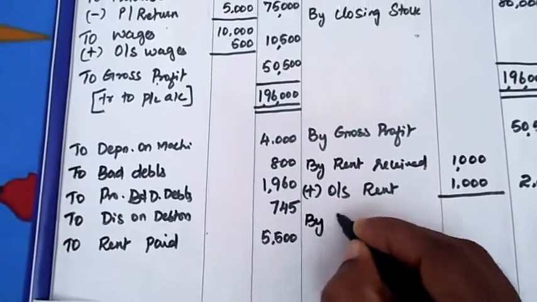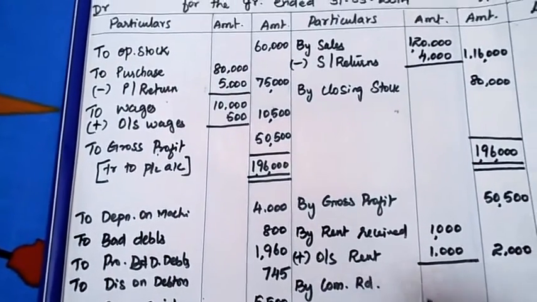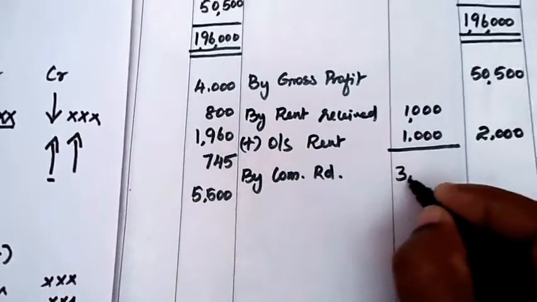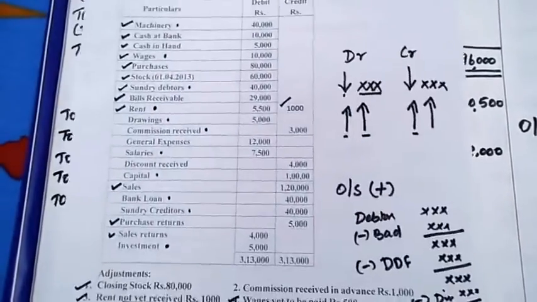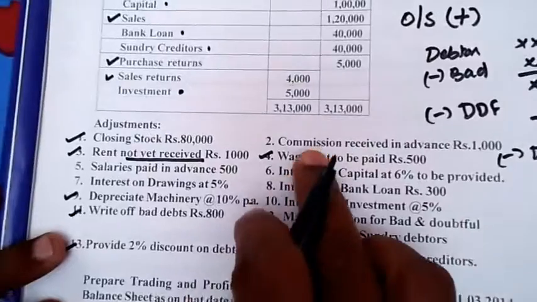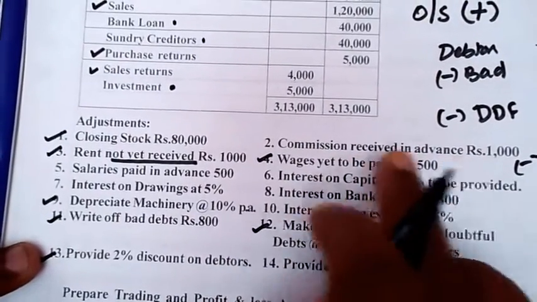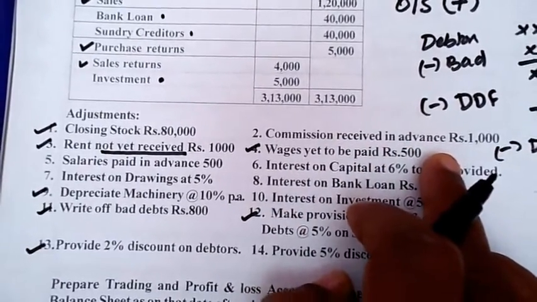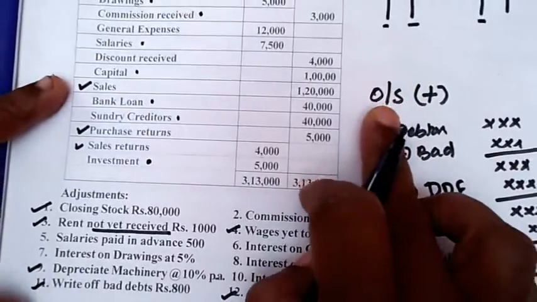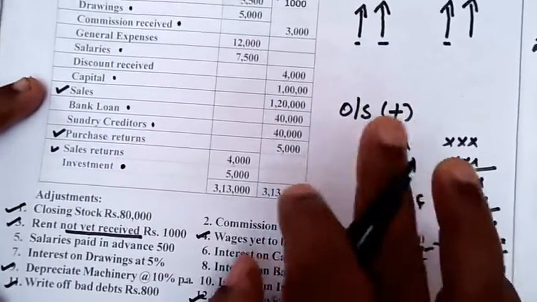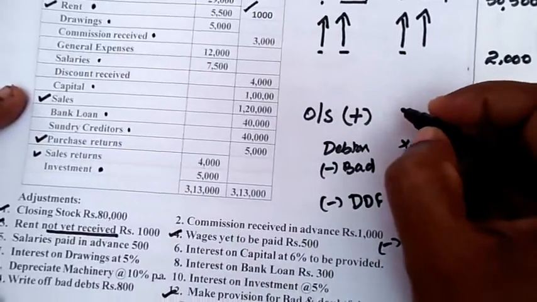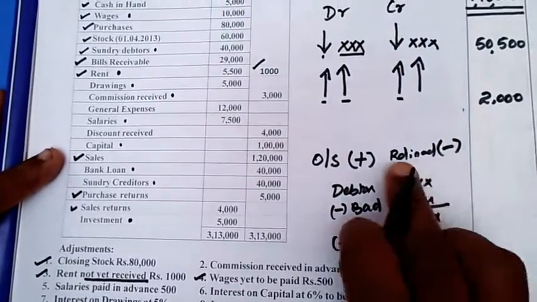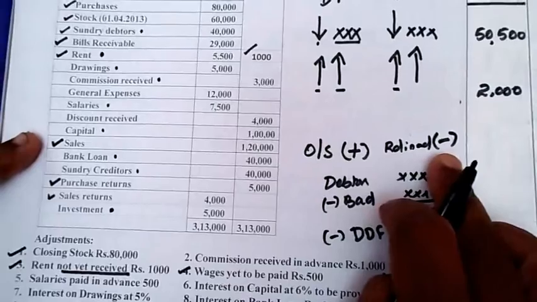By commission received. How much? 3,000 rupees. Enter this amount under inner column. 3,000 rupees. And just refer the adjustment regarding this transaction. Commission received in advance. What does it mean? Commission received in advance means income received in advance. If there is any outstanding item, that should be added. In the same way, if there is any income received in advance, that should be subtracted. Pre-received. Received in advance means pre-received.